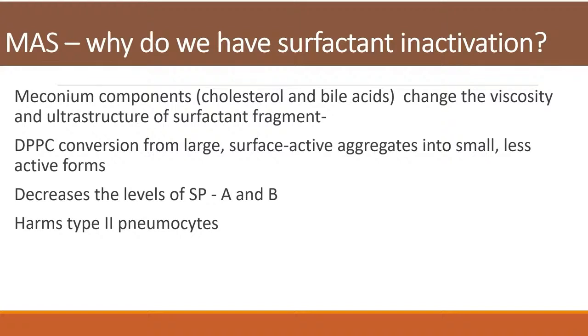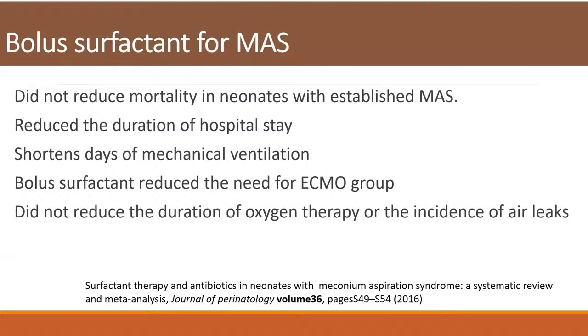So finally, we shall be discussing the non-RDS uses of surfactant, in conditions other than respiratory distress syndrome. Here, there is some evidence about the role of surfactant replacement in meconium aspiration syndrome. We know that meconium components, cholesterol, and bile acids change the velocity and the ultrastructure of surfactant fragments and result in inactivation of the most active moiety, which is dipalmitoyl phosphatidylcholine. Meconium also decreases the level of surfactant proteins A and B and may harm the type 2 pneumocytes.